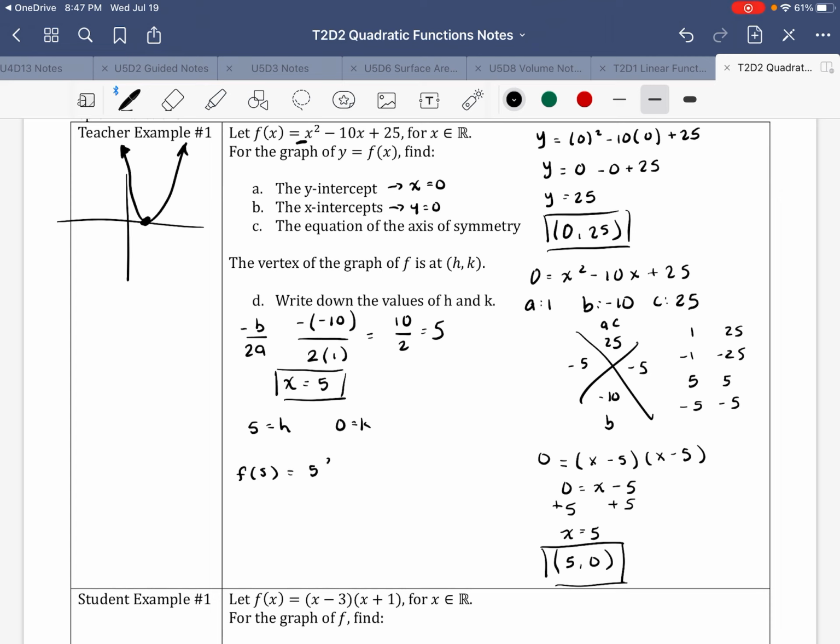f of 5 equals 5 squared minus 10 times 5 plus 25. 25 minus 50 plus 25. And that equals, f of 5 equals 0. So we'll see that our vertex point is, again, (5, 0), right? Or we could complete the square.